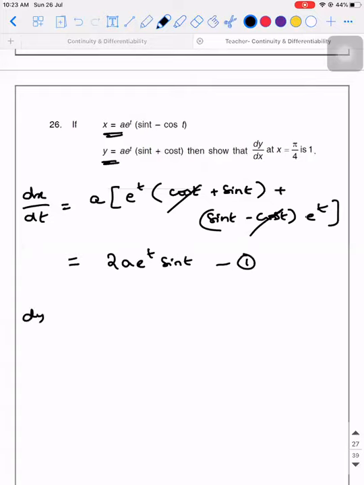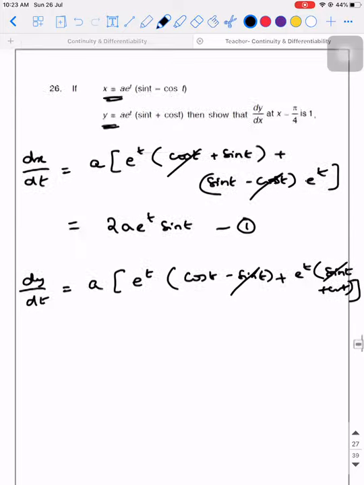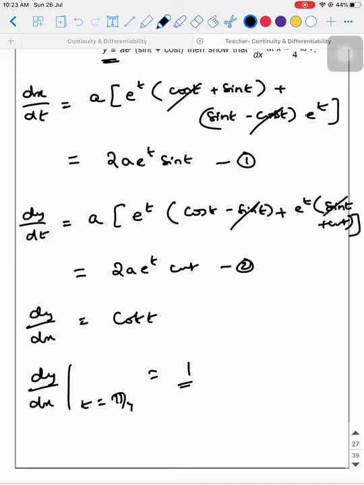So what is dy by dt? a into e power t into cos t minus sin t plus e power t into sin t plus cos t. So what gets cancelled? Sin t is gone. So you will have 2a e power t into cos t, that will be 2. So dy by dx will be equal to second equation by first equation. So 2a e power t will get cancelled. You will get cot t. So dy by dx at t equal to pi by 4 is how much? Cot pi by 4 is 1. That's the answer.